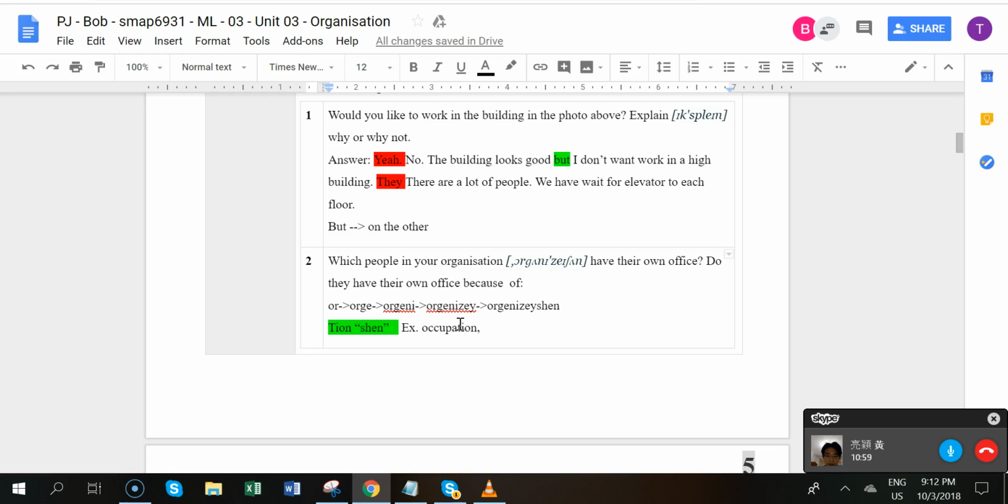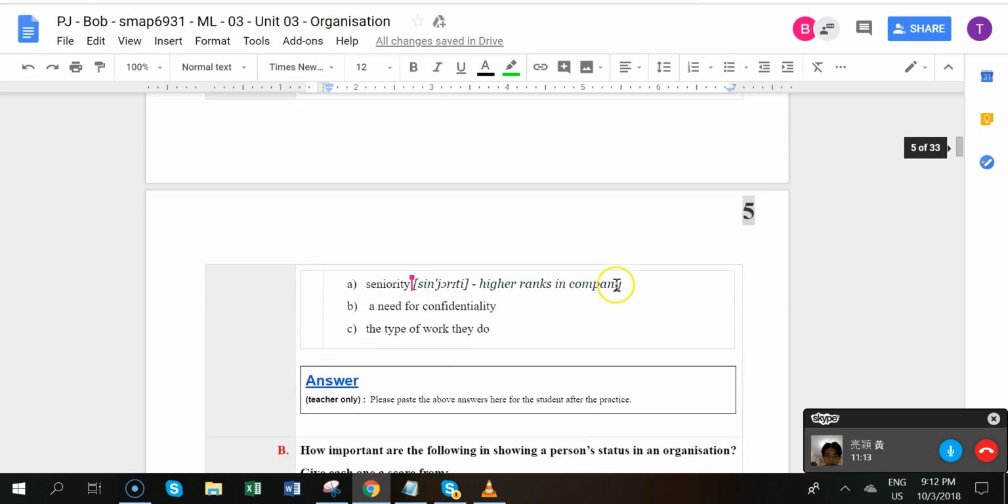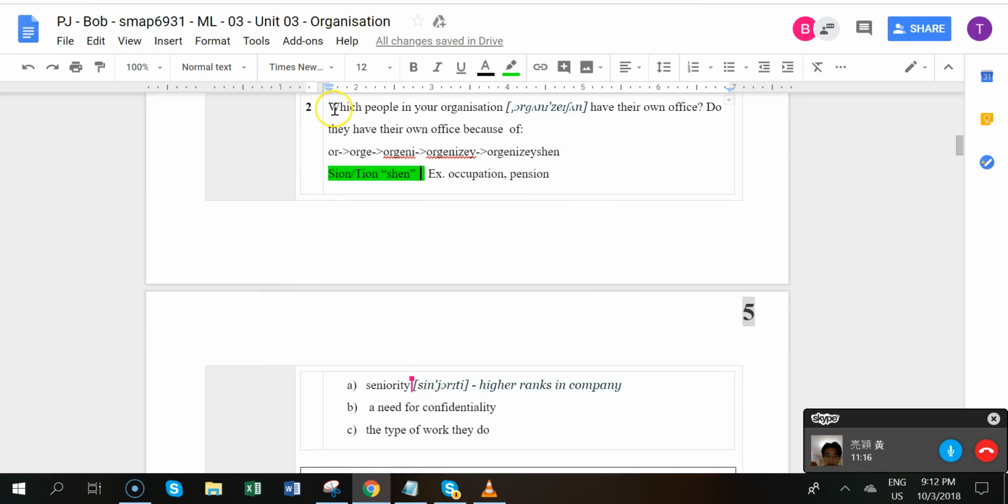Pension. Yes. Pension and this one, Shen. These are the same. This is read as Shen. Okay? Yes, you're right. Pension. Okay, so now, what do you think is the answer for this one?